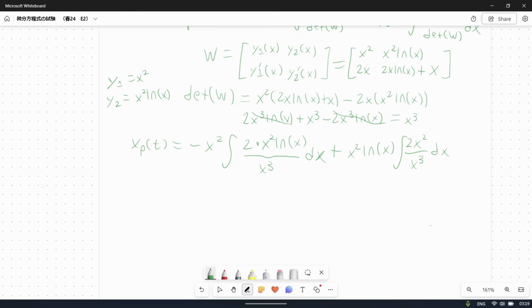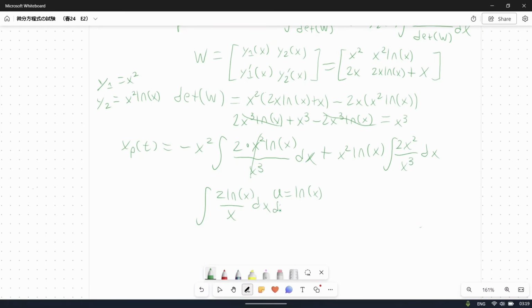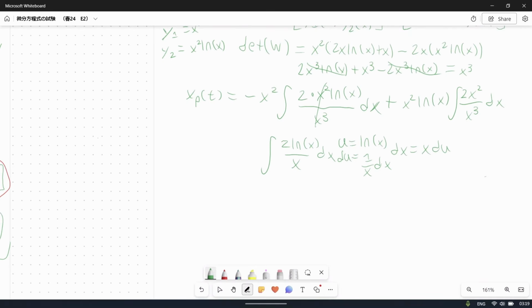So I'm going to simplify this a little bit. These x's cancel, so this integral ends up being equal to 2 times ln of x over x dx. And yes, this can be solved with a u substitution, where we're going to set our u equal to ln of x, and doing this is going to allow us to cancel it out with this x. So du is going to be equal to 1 over x dx. So dx ends up being equal to x du.